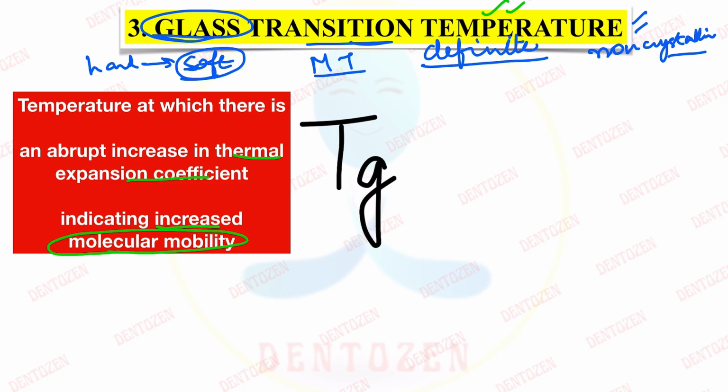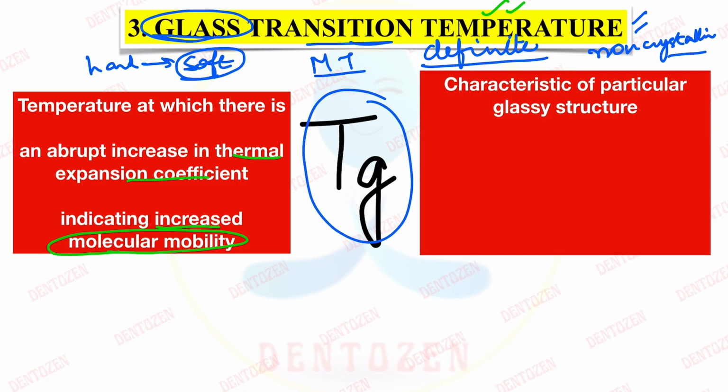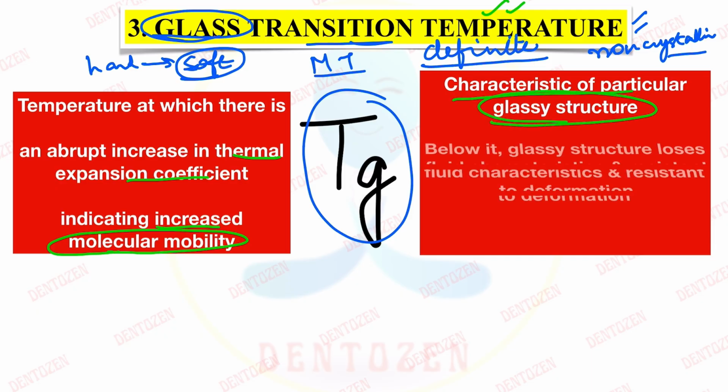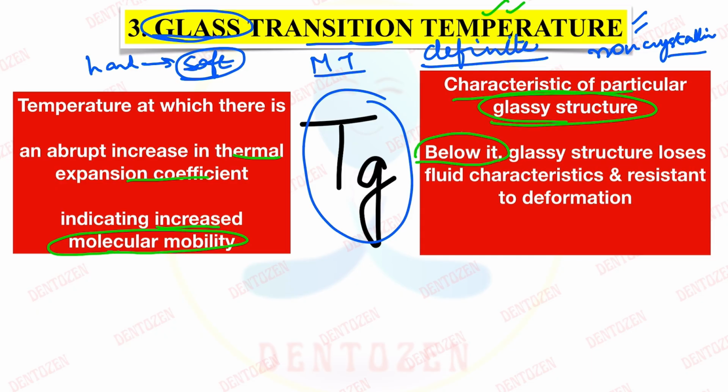This property is given by Tg, the glass transition temperature, and this is a characteristic of glassy structures. Below the glass transition temperature, the glassy structure will lose its fluid characteristics and will become resistant to deformation. An example is synthetic dental resins which may contain glasses. Now, why is this glass transition temperature important for us? Because it can determine other properties like hardness of the material, and can also tell us how these materials are going to behave at ambient temperature.